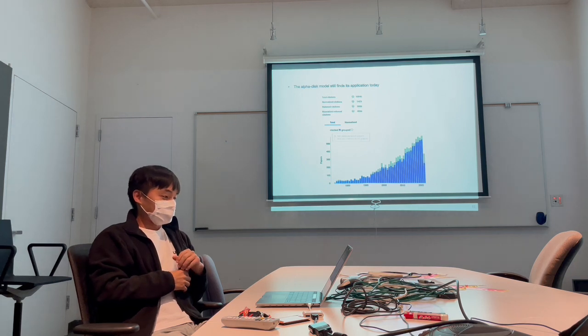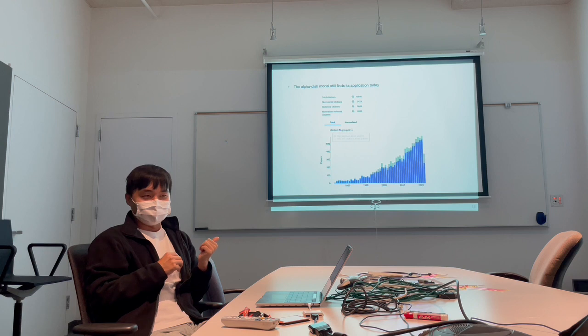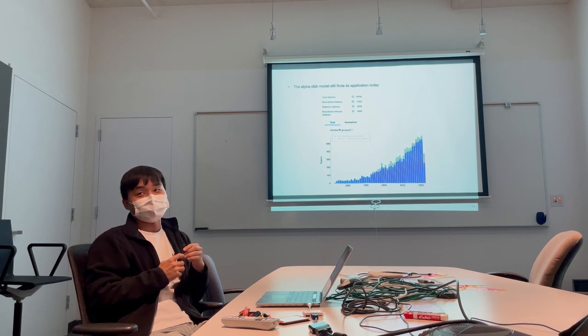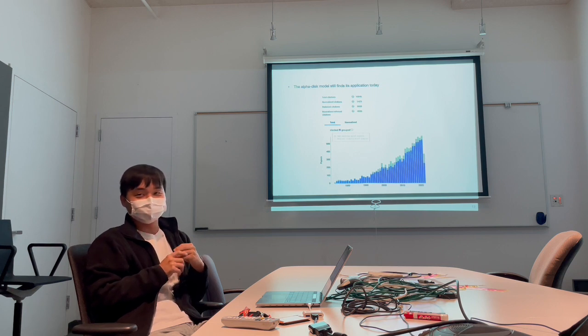So the alpha disk model is quite old. The paper came out 50 years ago, but it still finds application today as well, which I think is really remarkable. It's really something that some crude model is still used with just a little bit of modification. So I'd say their parameterization of the viscosity effect with alpha was a very clever choice.